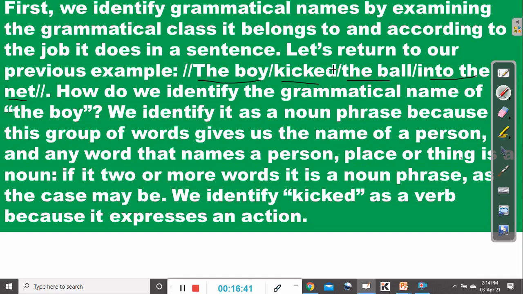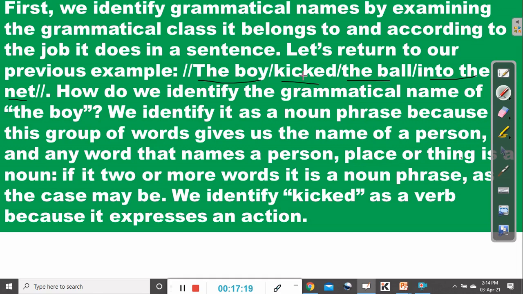Now, the word kicked is a verb, all right? Why do we call it a verb? We call it a verb because it is reporting an action. A verb reports either an action or a state of being, all right? So we have two major types of verbs: action verbs and being verbs. Now, action verbs report action, such as kicked. When you say kicked, then you are talking about an action taken by someone, all right?